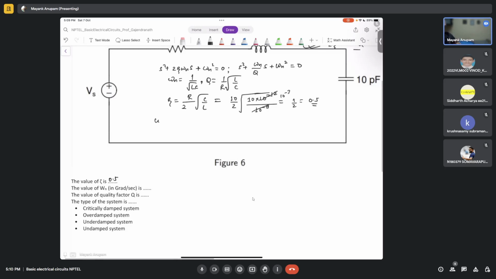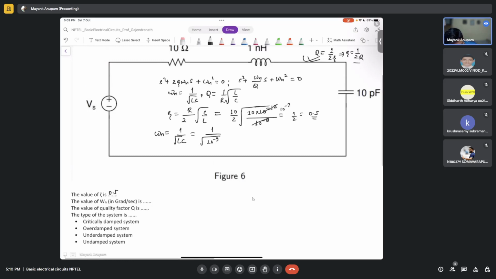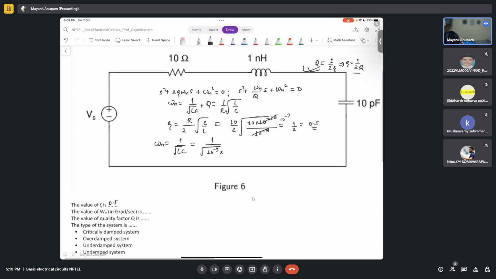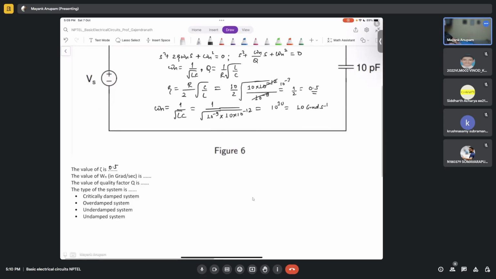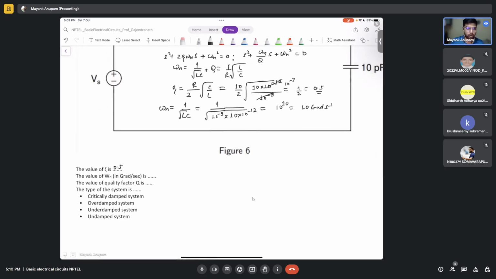Again, tell me what is omega n? 1 over root LC, correct? How much is that? L is 10 to the power minus 9, and C is 10 to the power minus 12. How much is that? 10 to the power 10, right? This is 10 gigaradian per second. Correct? Are you guys able to follow me?